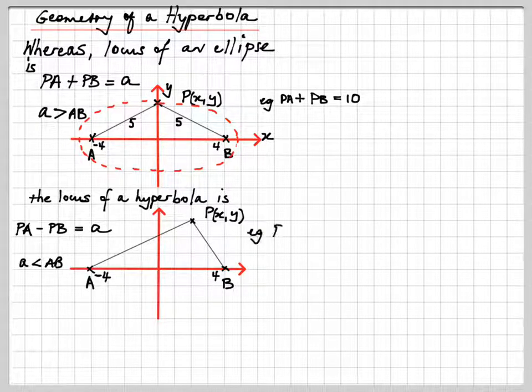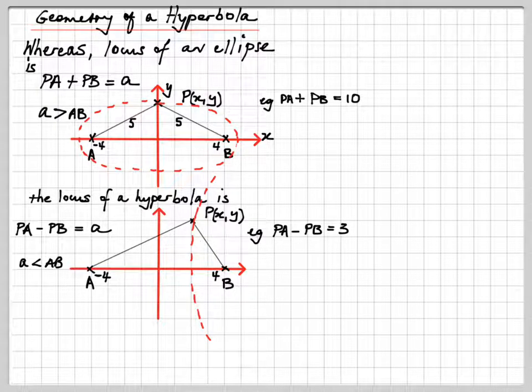Now there's another example. In this case here we're using the same A and the same B as above, and we're saying that PA minus PB is 3. Now 3 is less than 8, so yes, we're safe. It has to be less than 8, not more than 8. Okay? If it's more than 8, there's no solution. Not any solution. And that's the shape you get.